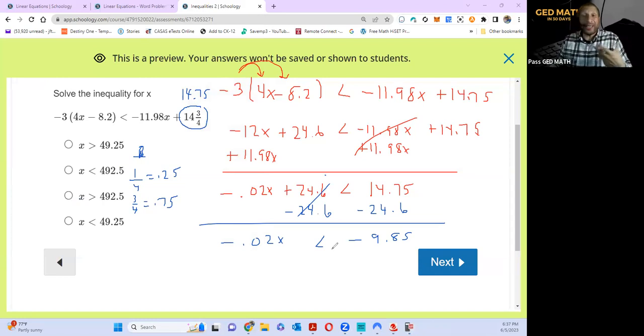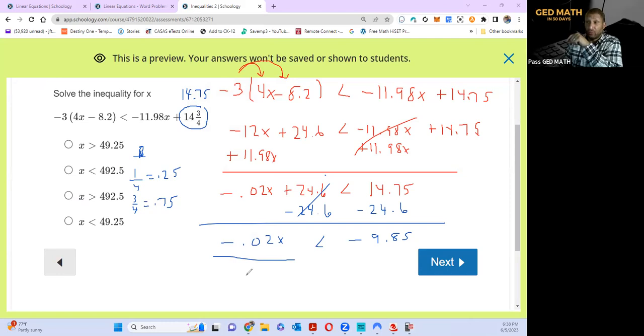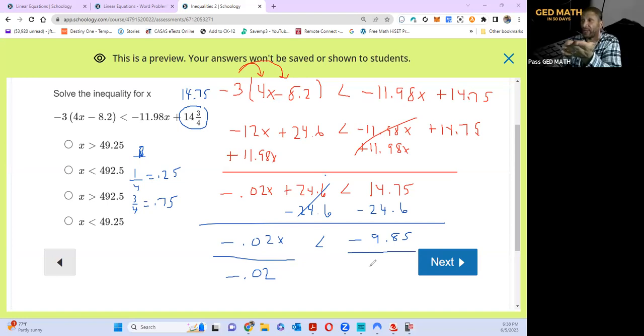In order to get x by itself, what do I need to do? Divide by what? Negative 0.02. Whatever we do on one side, we do on the other.